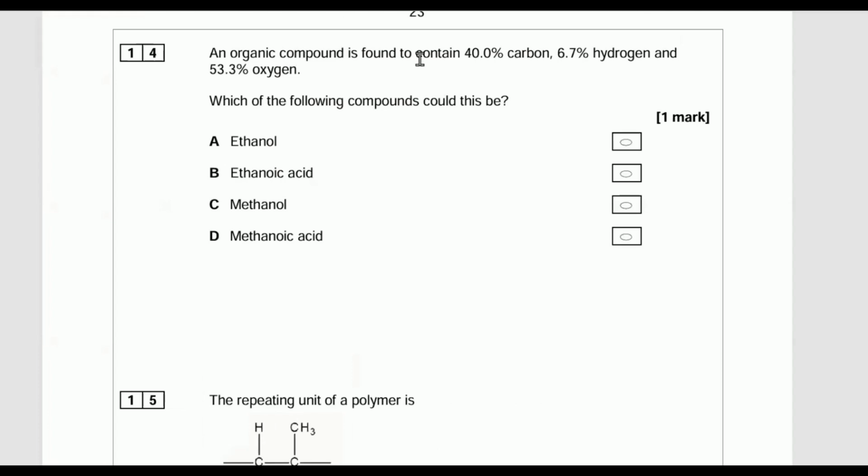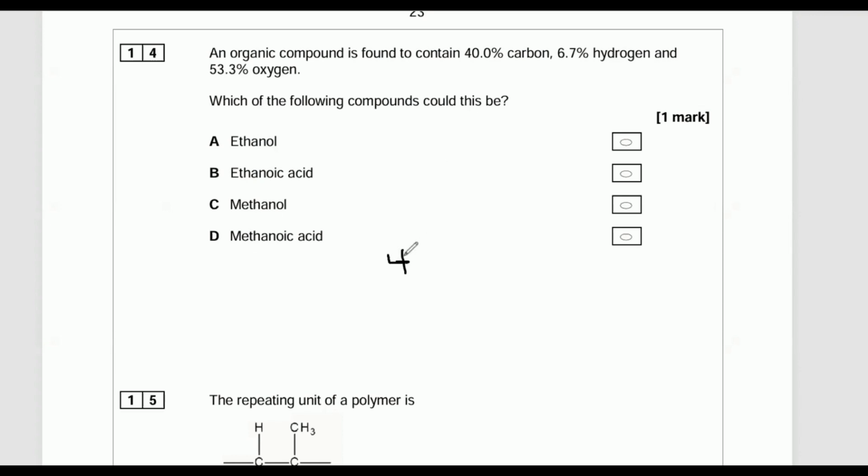14. An organic compound is found to contain 40% carbon, 6.7% hydrogen, and 53.3% oxygen. Which of the following compounds could this be? Listen, guys, what does this remind you of? This reminds you of empirical formula, because they've given us the percentages of the different elements, so we need to calculate the empirical formula and then work out which one of these would have the molecular formula in the same ratio as our empirical formula.